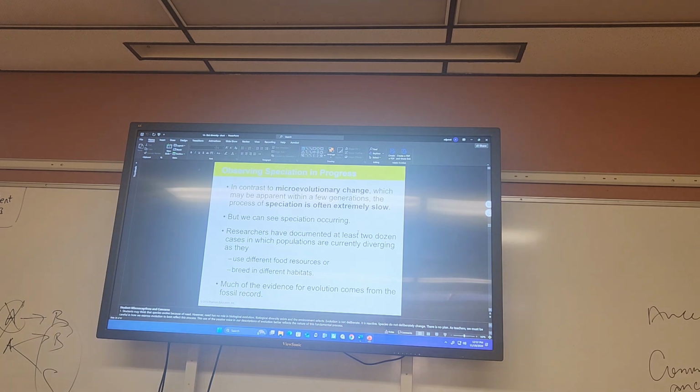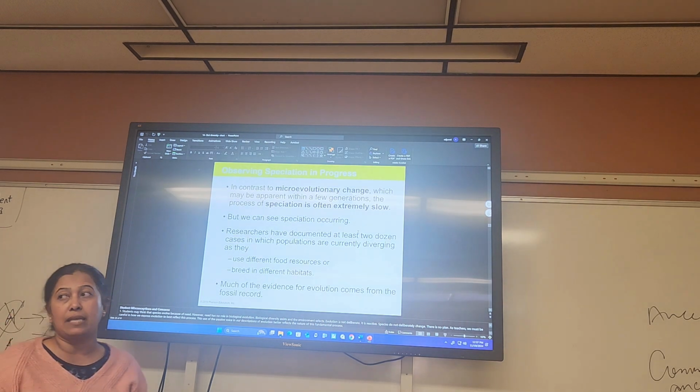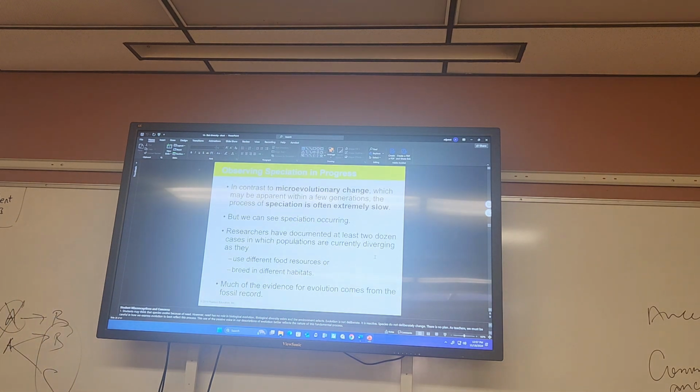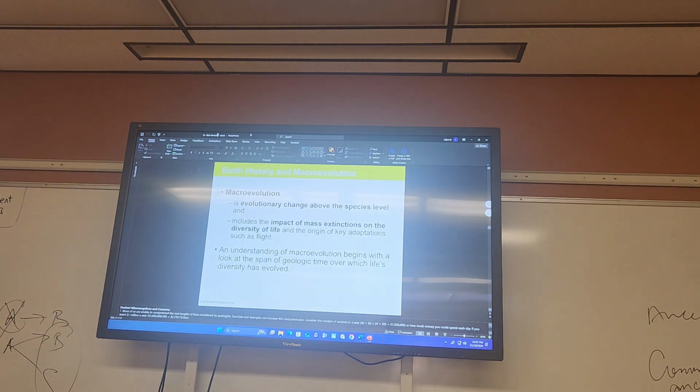Microevolutionary change: when evolution occurs below the level of species, that's a microevolutionary change. When evolution occurs above the level of species, that is macroevolutionary change. So speciation is often slow in contrast to microevolutionary change, which may be apparent. The process of speciation, which is macroevolution, is slow.